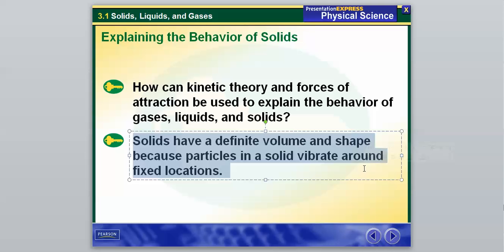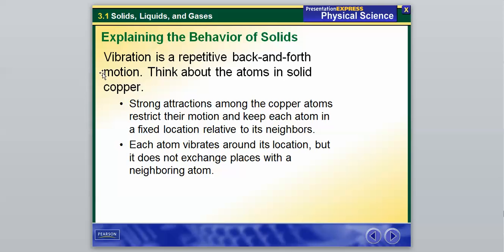When we look at solids at the atomic level, we know that they're vibrating; they are moving slightly around fixed locations. Vibration, hopefully we can infer what this means, is a repetitive back and forth motion. Maybe you could say my mouse is vibrating because it's moving back and forth like that. And to give our example, we think about the atoms in solid copper.